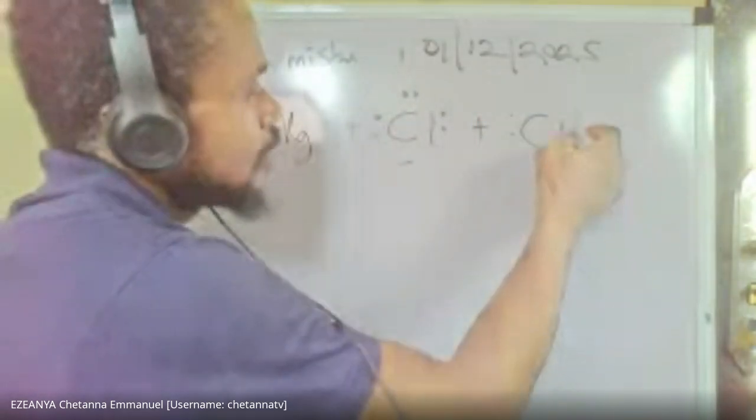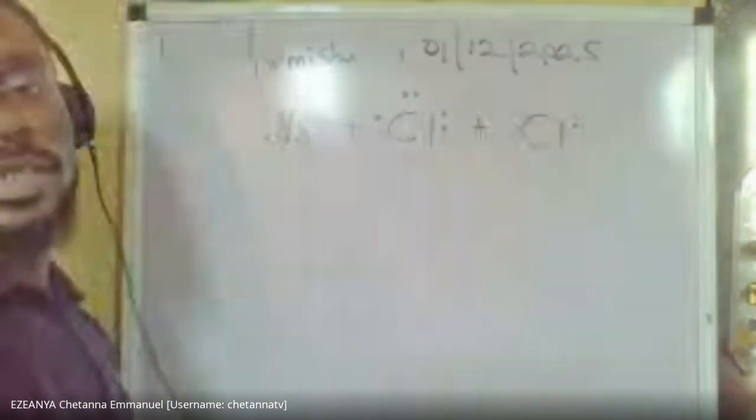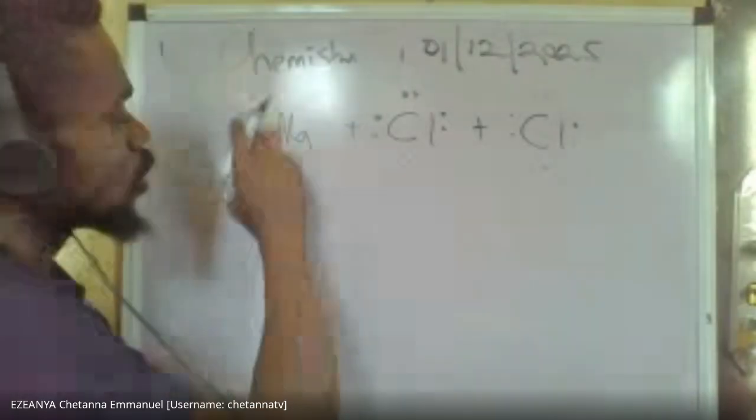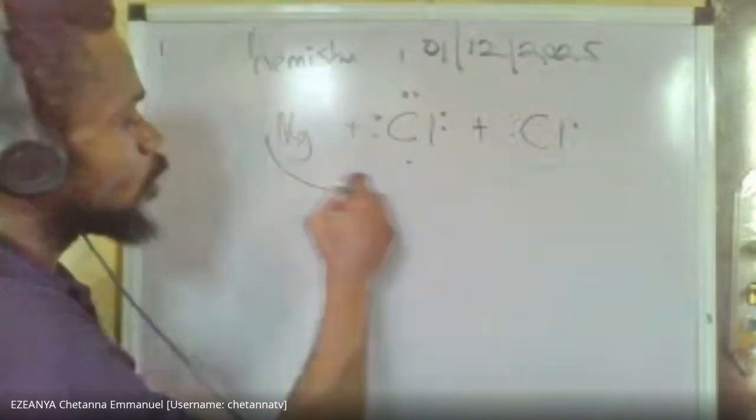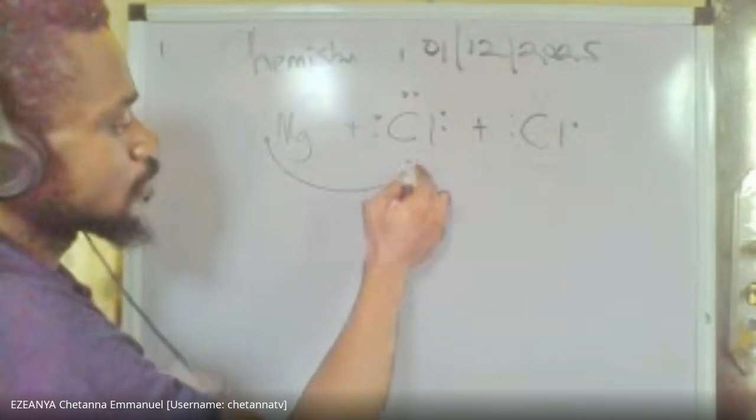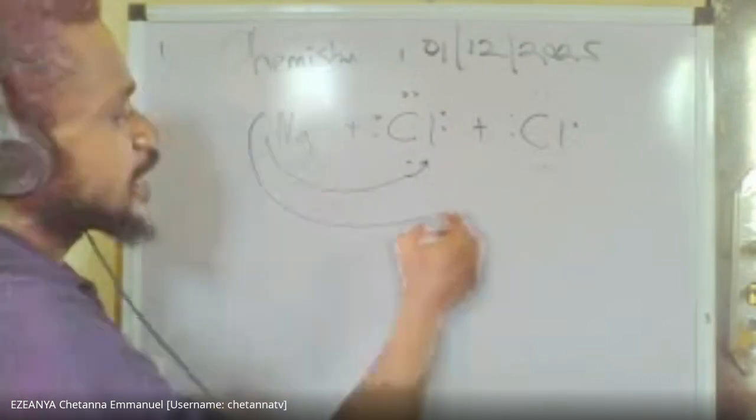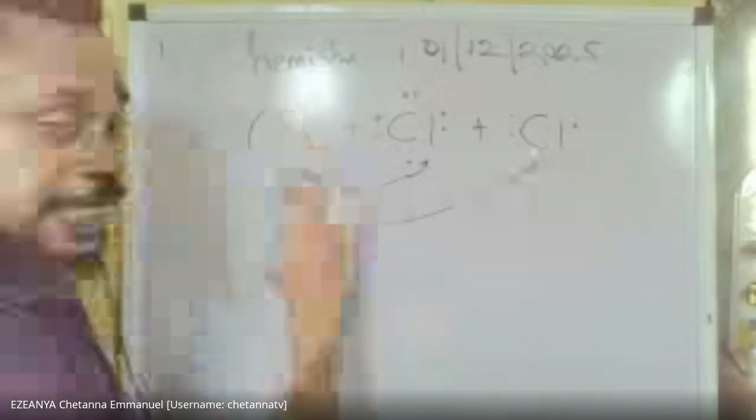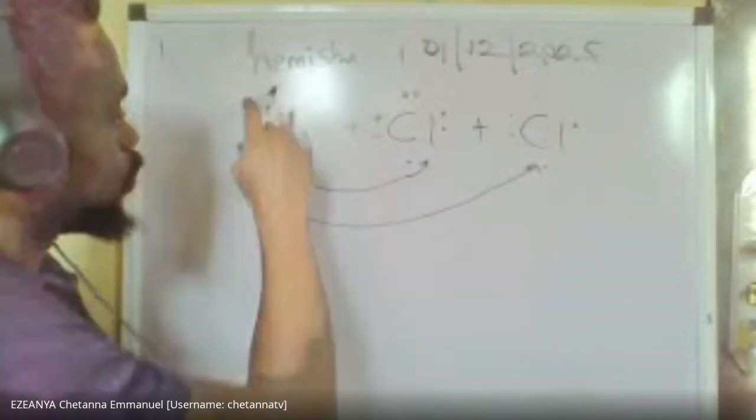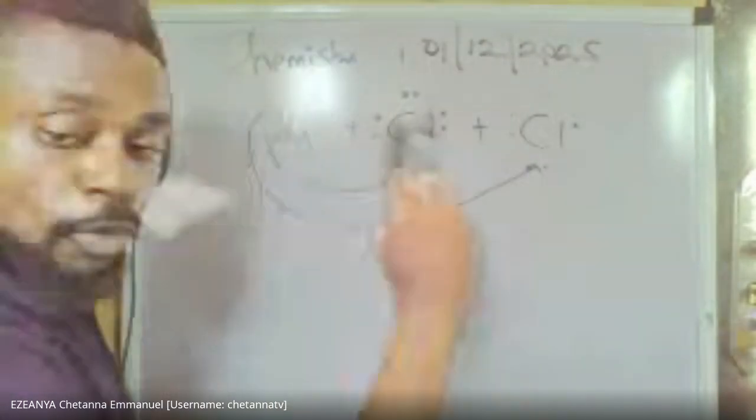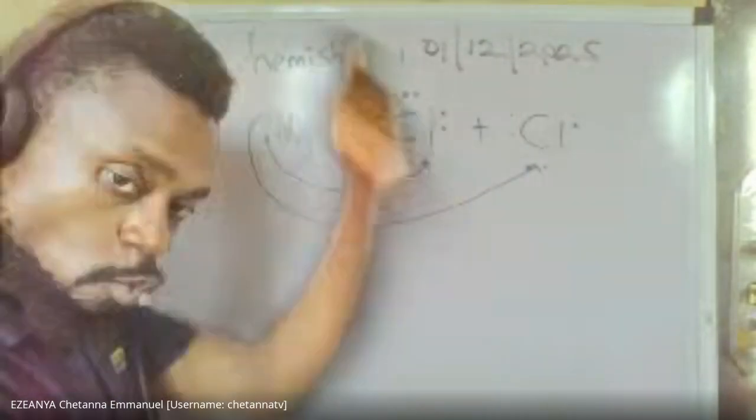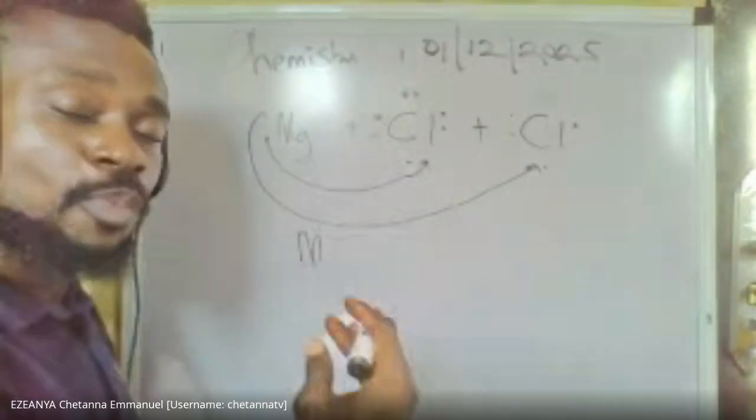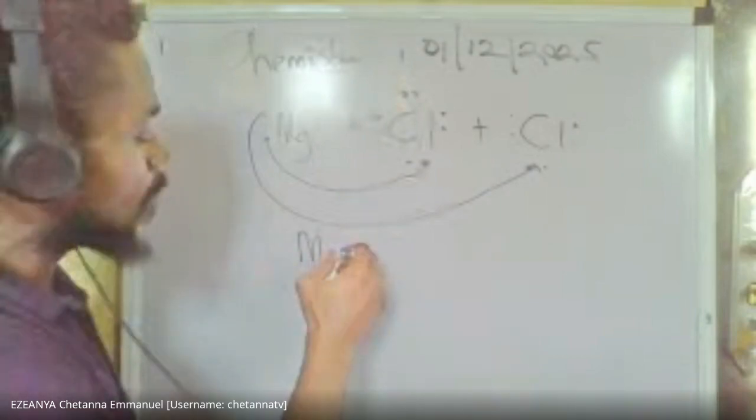So if they combine now, magnesium will lose these 2 outermost electrons and they will get attached. This one will get attached here, and this one will get attached here. Once this happens, this becomes an ion. 2 electrons gone, so 2 plus, with 2 extra protons. So we have magnesium 2 plus.